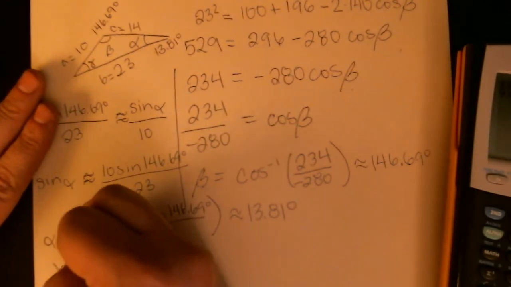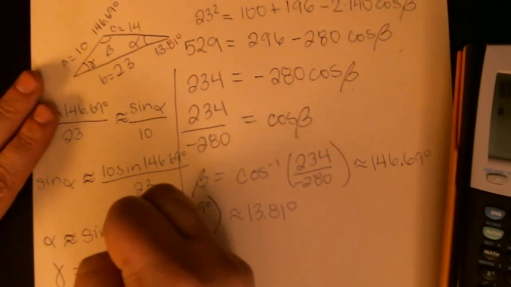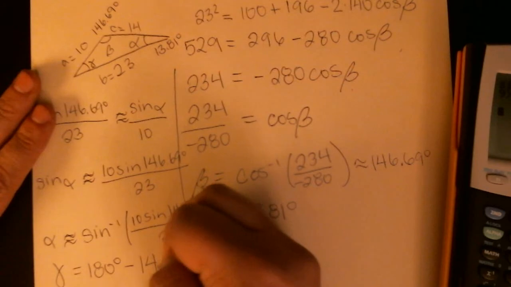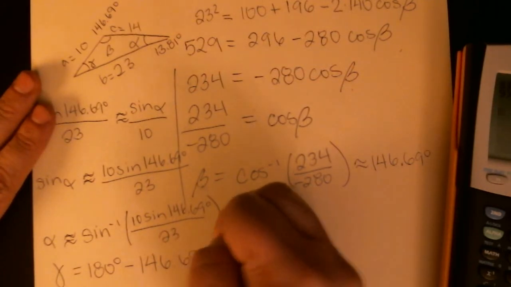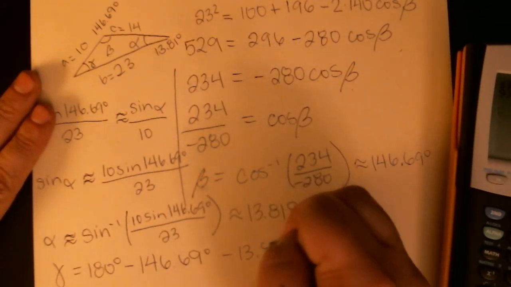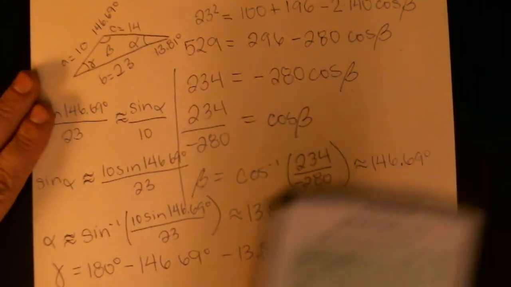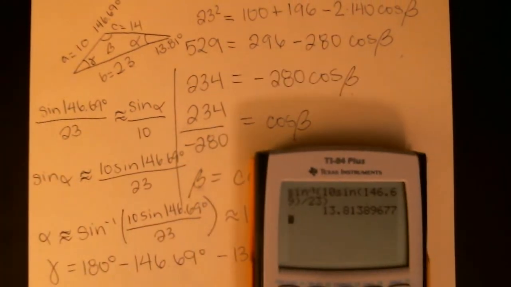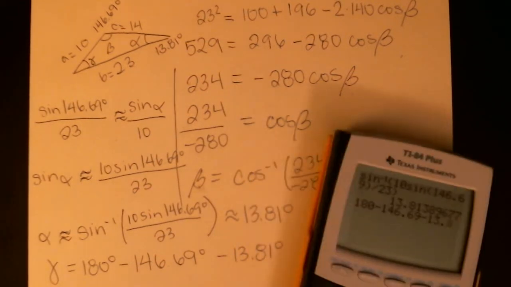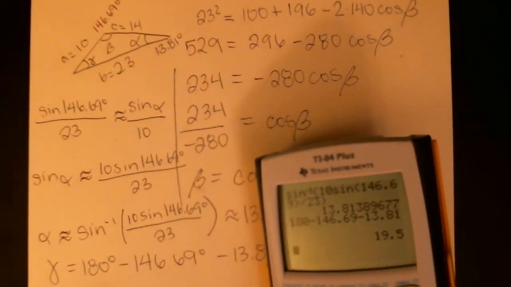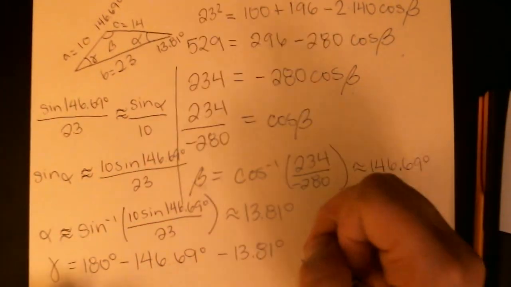And then to find gamma, we'll just do 180 degrees minus 146.69 degrees minus 13.81 degrees. 180 minus 146.69 minus 13.81, about 19.5 degrees.